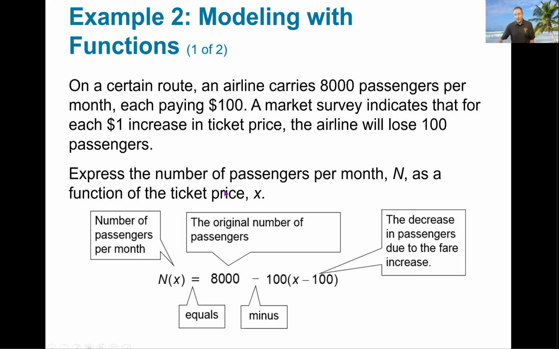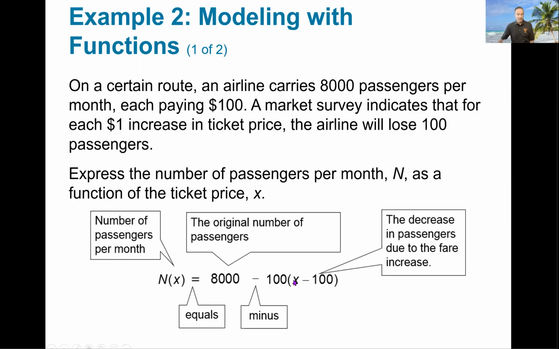So it's telling me to let x equal the ticket price. So for example, I know that if they raise the price to $101, they're only going to have 7,900 passengers, because for each $1 increase in ticket price, they'll have 100 fewer passengers. If they increase the price to 102, they'll have 7,800 passengers. How do I represent that? I just say 8,000 minus 100 times the price over the original price of 100. So it's minus 100 times (x minus 100).